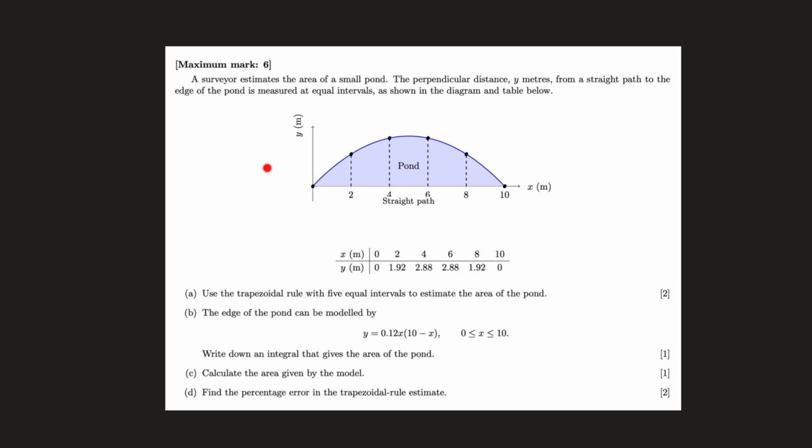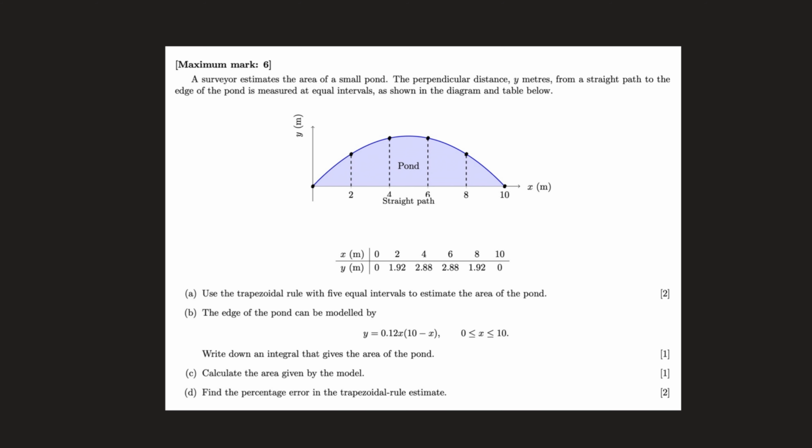So here we can see we have the diagram. We have our x-axis here, which represents the straight path, and we have this curve right here, which represents the edge of the pond. And so the distance y meters from the straight path to the edge of the pond is measured at regular intervals, so at 0, 2, 4, 6, 8, and 10 meters along the straight path, and the distance from the straight path to the edge of the pond is represented by all the dashed lines we see here, which are essentially y values.